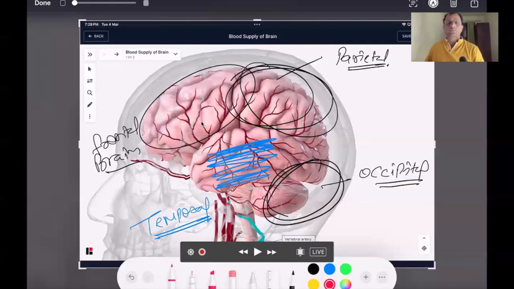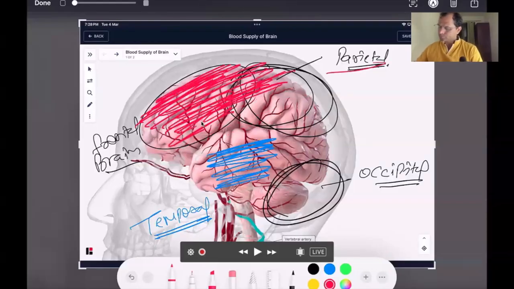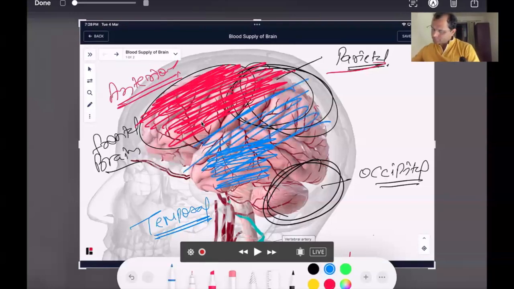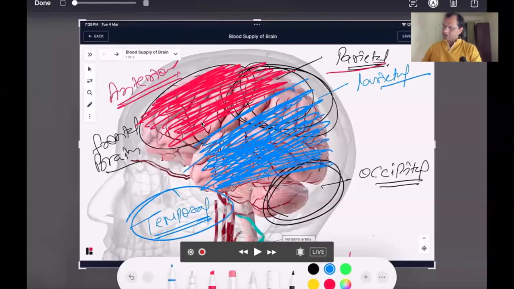First I will tell you, this is the anterior part. We can consider this the anterior part. Frontal and parietal, this is our anterior part, supplied by the anterior cerebral artery. Then where is the middle part? This is the middle part: the part above the ear and the parietal. The parietal brain and the lateral brain, meaning the temporal brain above the ear. This entire area is the middle part.